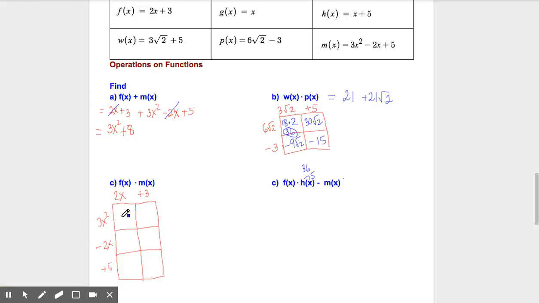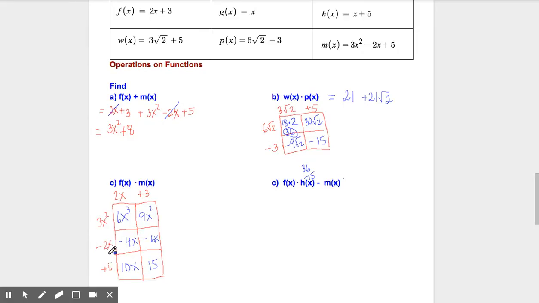So now we can multiply each of these. So 3x squared times 2x gives us 6x cubed. 3x squared times 3 is 9x squared. Negative 2x times 2x is negative 4x. Negative 2x times 3 is negative 6x. 5 times 2x is 10x. And 5 times 3 is 15.